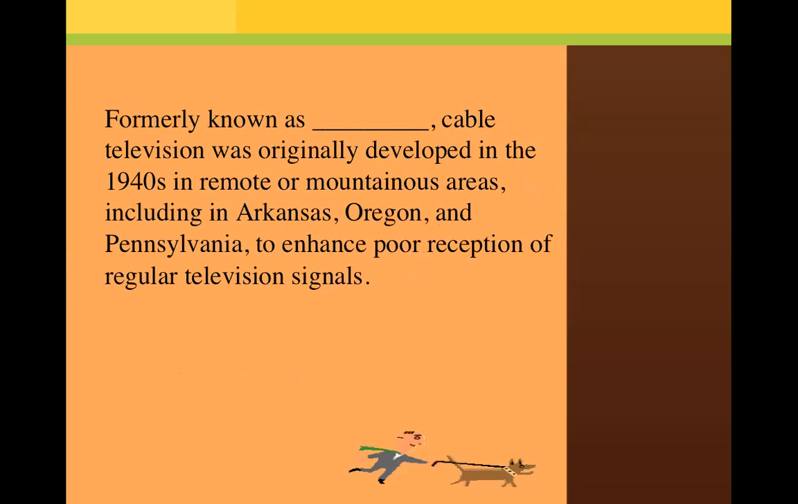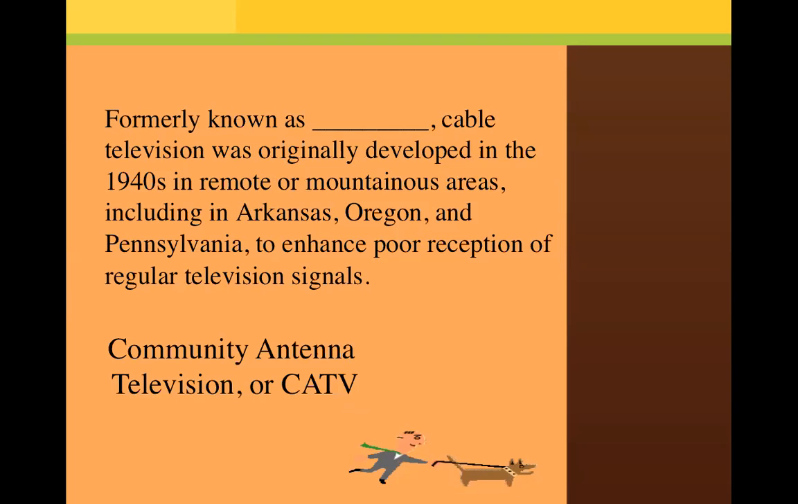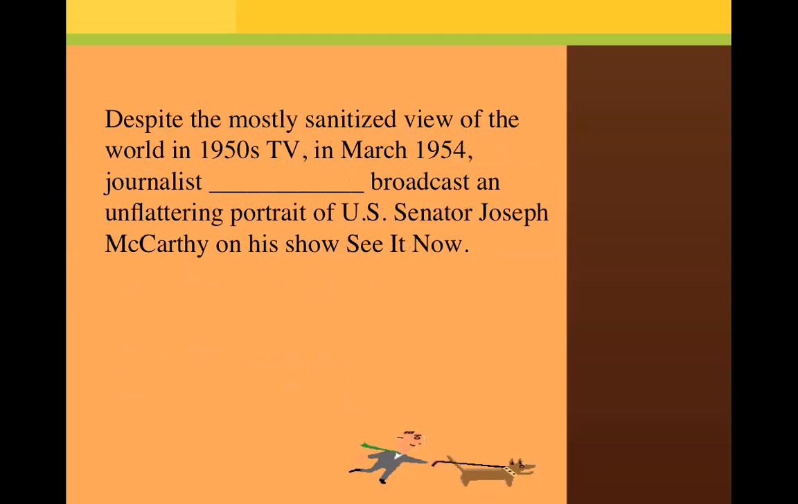Formerly known as what? Cable television was originally developed in the 1940s in remote or mountainous areas, including in Arkansas, Oregon, and Pennsylvania, to enhance poor reception of regular over-the-air television systems. So it's originally known as community antenna television, CATV.